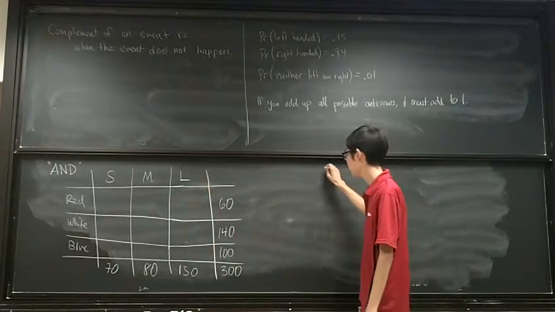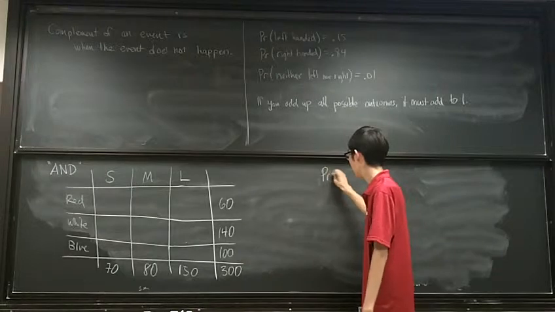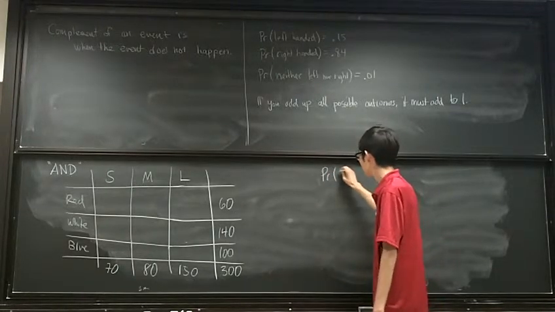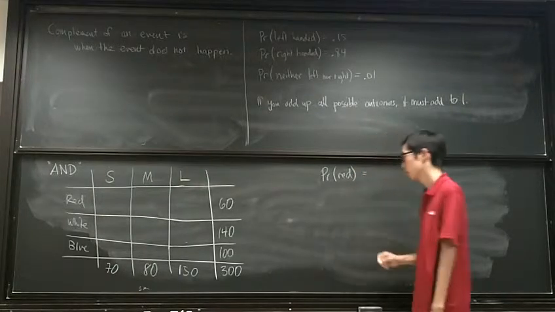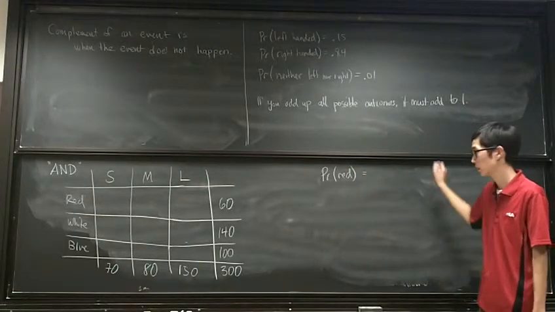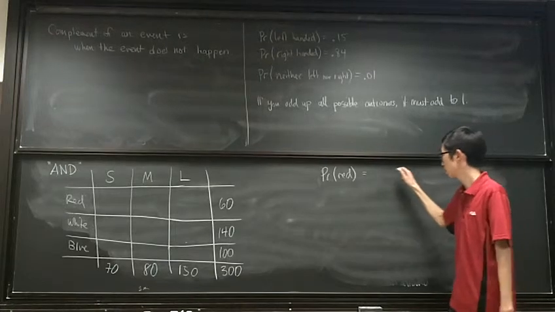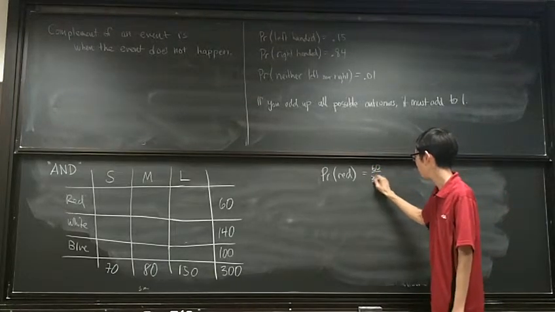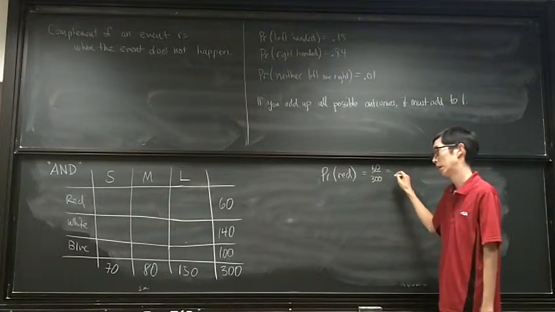If I'm going to draw a random shirt, what's the probability that this shirt is red? Okay, 60 out of 300, and that's equal to 0.2.